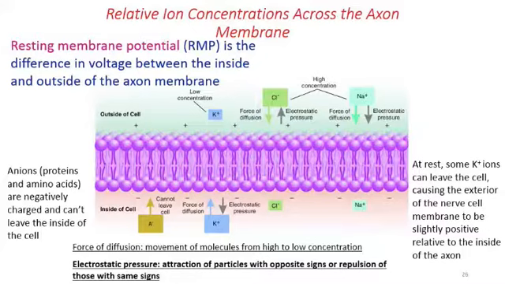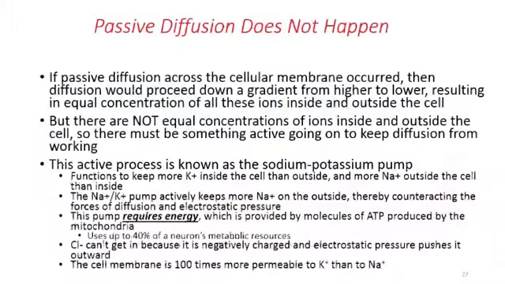We have electrostatic pressure, which is the attraction of particles with opposite signs or repulsion of those with the same signs. So again, this setup produces a charge, a relative difference in the voltage between the inside of the cell and the outside of the cell.